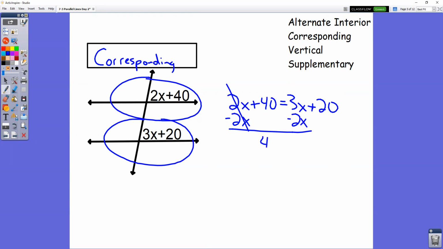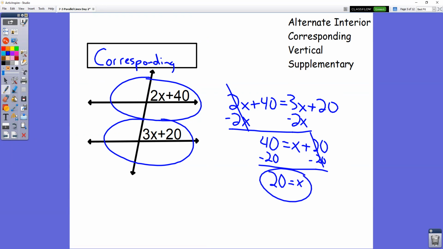We're going to do minus 2x and minus 2x to get all of our x's on one side of the equal sign. Now we just have a one-step equation, minus 20 minus 20. So 20 equals x. We now need to solve for the angle, so we need to sub it in for x and sub it in for x.